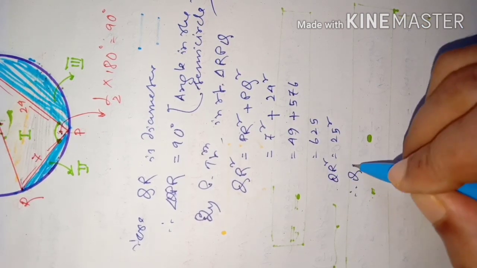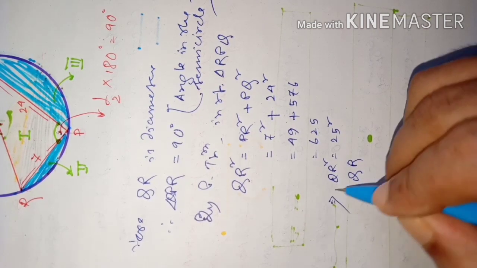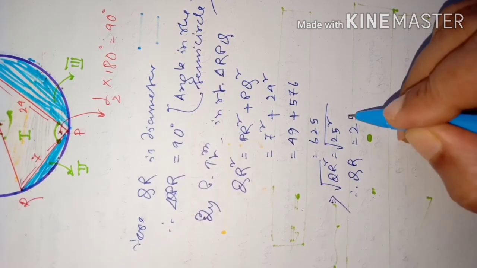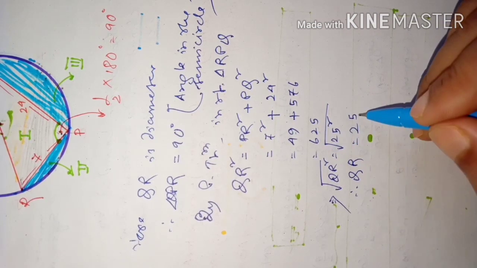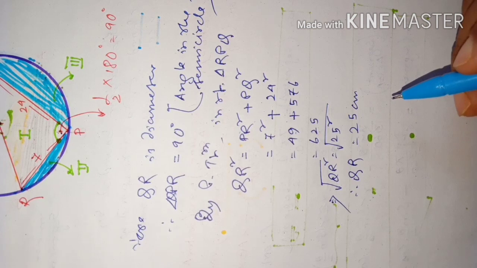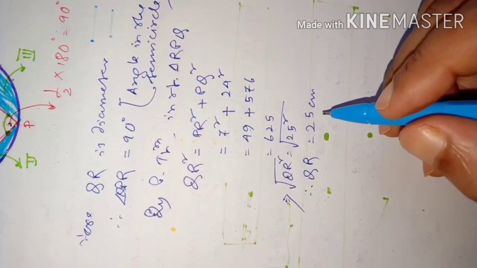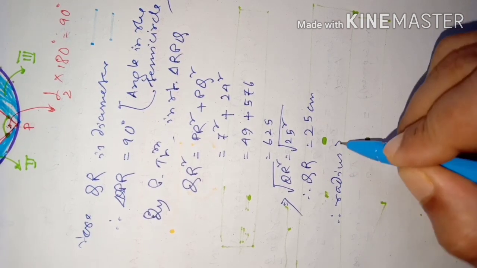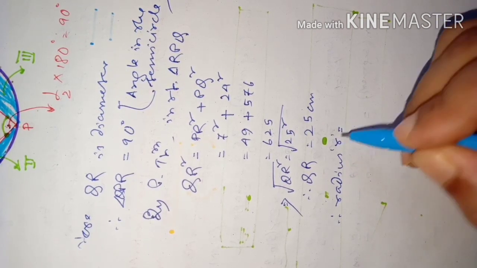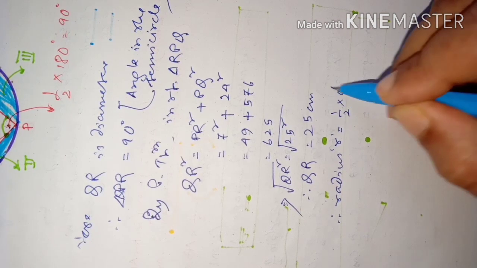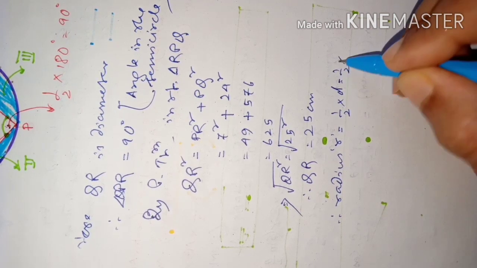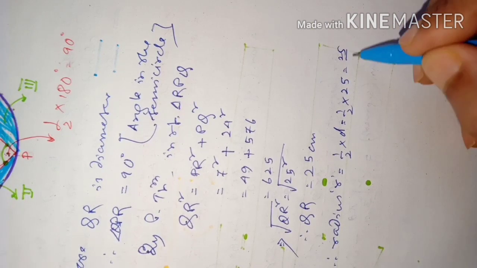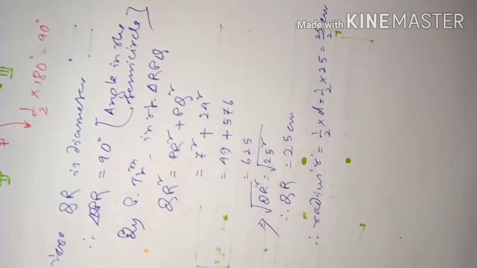Therefore QR, by taking square root of both sides, we take square root here, we take square root here, then QR will be equal to 25, because 625 is 25 square, so 25 centimeter. We got the diameter QR. Therefore radius R is equal to half of diameter, so half of 25, so diameter is 25, so 25 by 2, leave it as it is, 25 by 2.